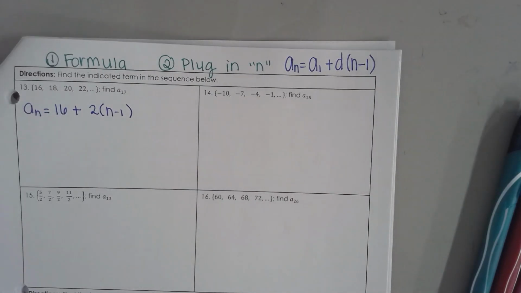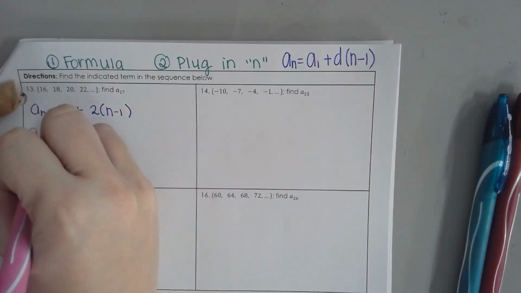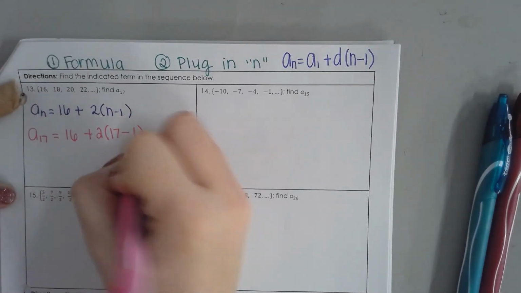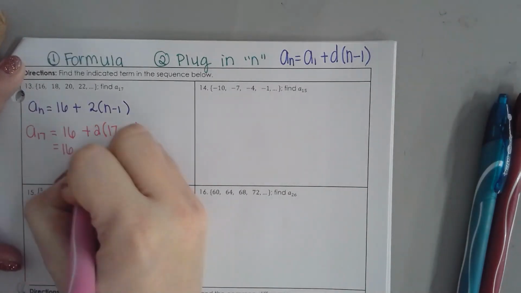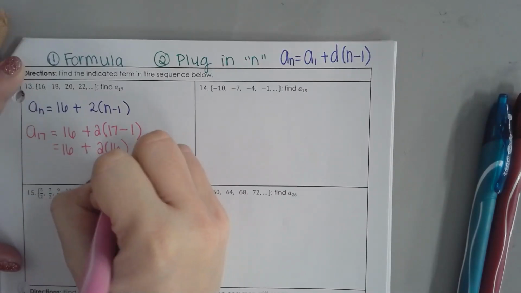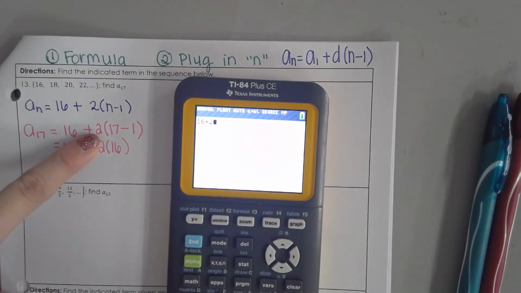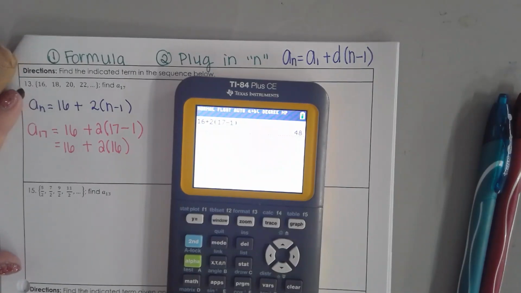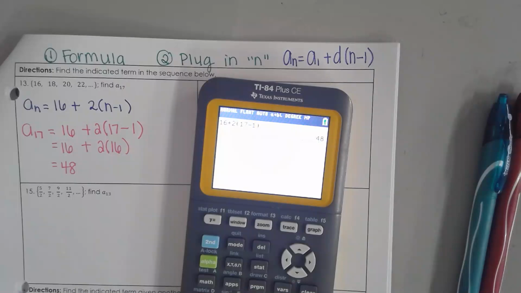So that formula will allow me to find any term that I want. Now, what term have I asked for? The 17th term, A17. We're going to plug in 17 where the n is. You can type this in from the get-go, and you get 48. So if I were to continue adding 2 every time, the 17th number down the list would be a 48.